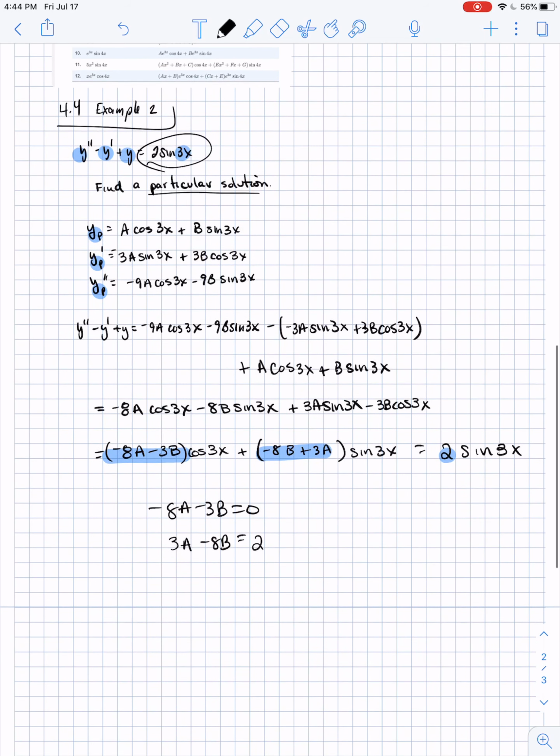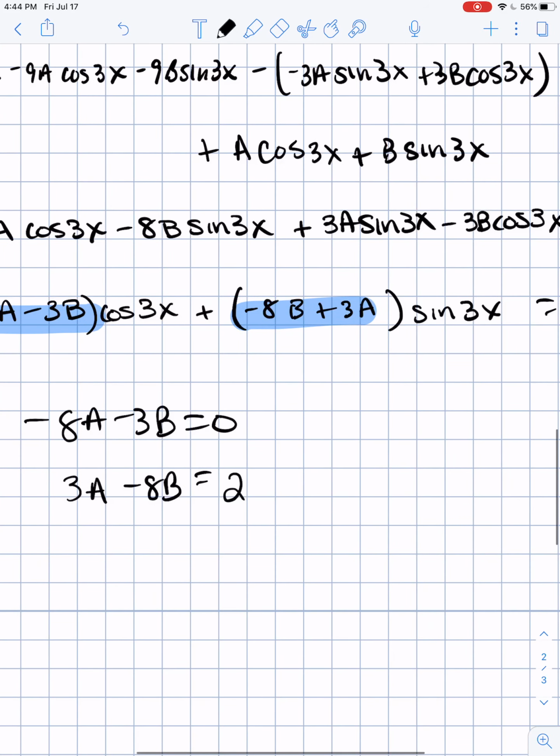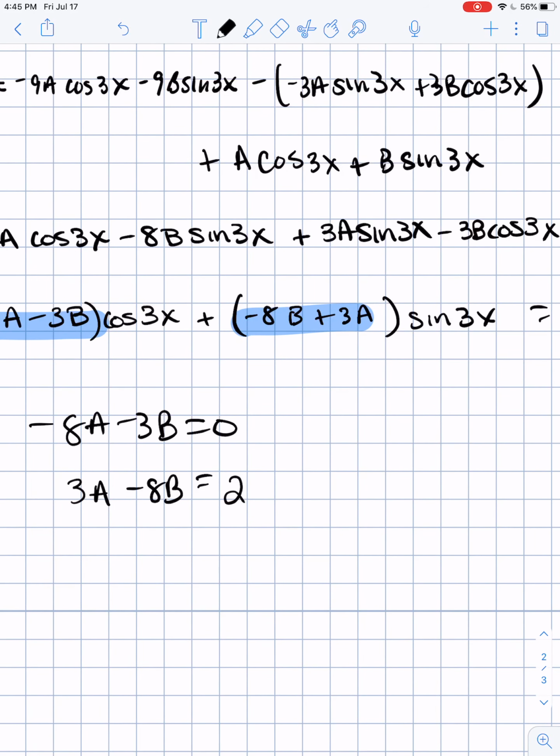So now you have a system of equations, and you're just solving. You could do a bunch of different methods. The method I'm going to choose is to multiply the top by 3 and the bottom by 8. This way I can cancel out the a's and solve for b. You could use a substitution method instead. This is called the elimination method. Sorry, that should be an a.